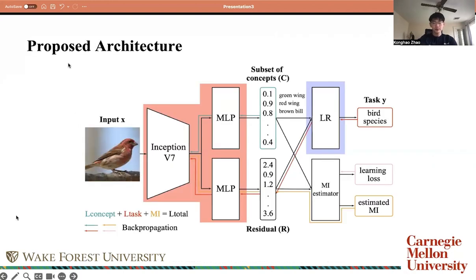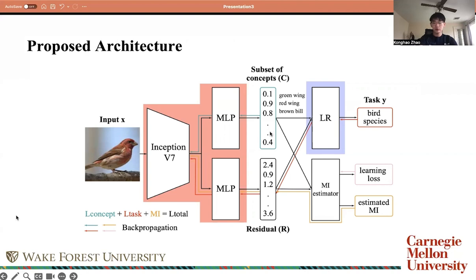Here is the proposed architecture. We fine-tune an Inception V3 model to learn the embeddings from the dataset. We have two multi-layer perceptrons to map the embeddings to a subset of concepts selected by calculating feature importance with integrated gradient, and another multi-layer perceptron to output the residual, which is basically unsupervised concepts. We then concatenate the concepts and residual into a logistic regression to predict the bird species.